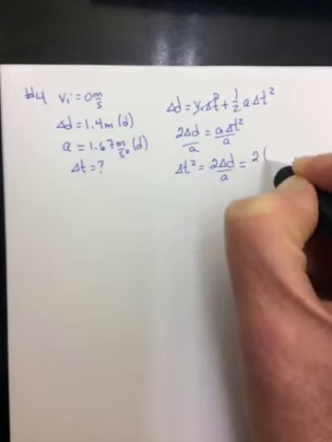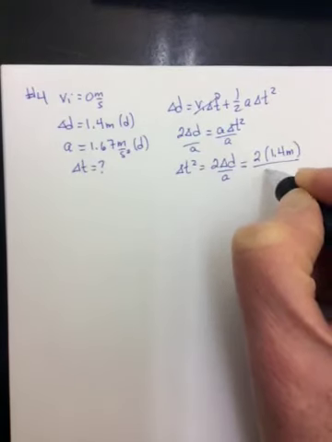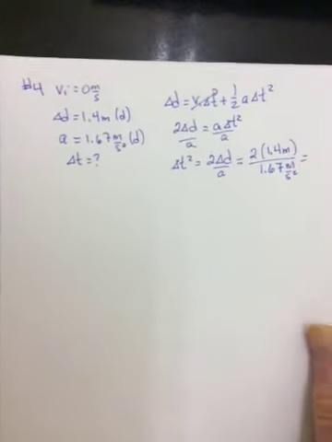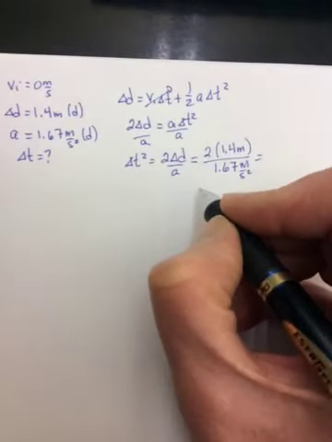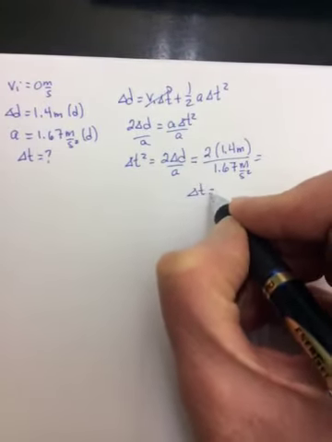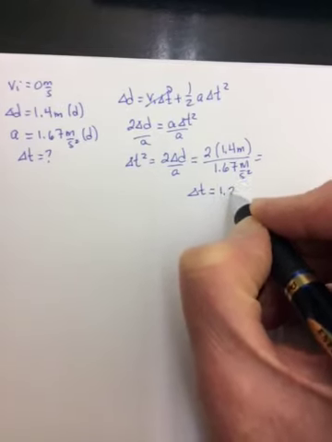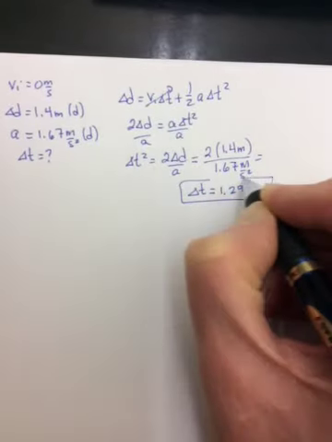So 2 times 1.4 meters, and we can just call down positive because everything's going down, 1.67 meters per second squared. And when you do this, you then have to take the square root. And when you take the square root, you should get 1.295 seconds for number 4.